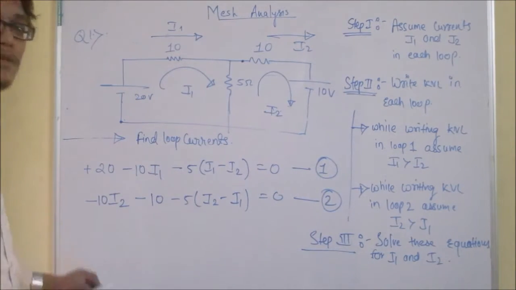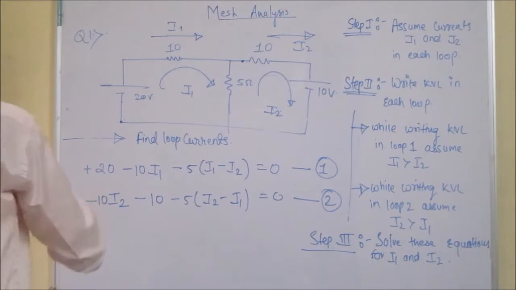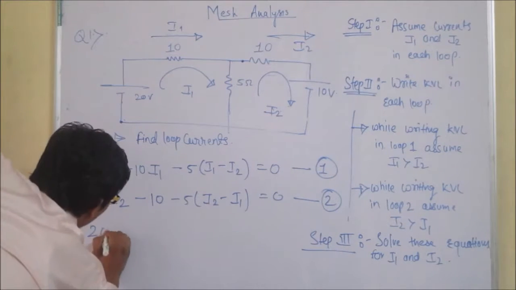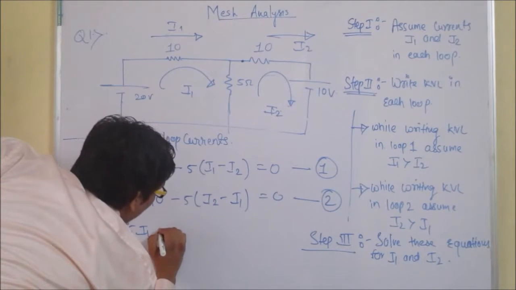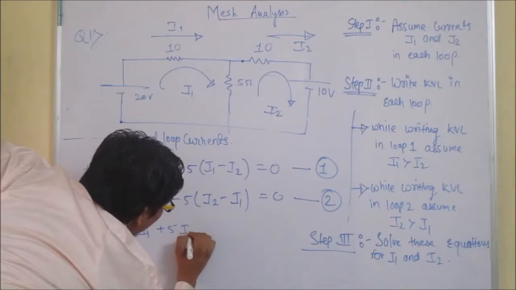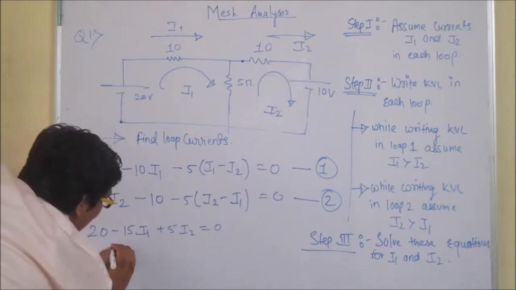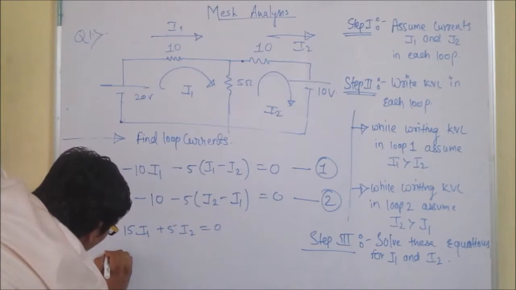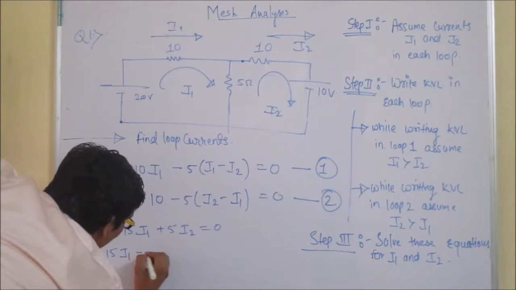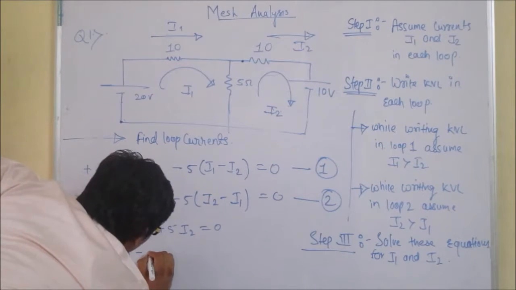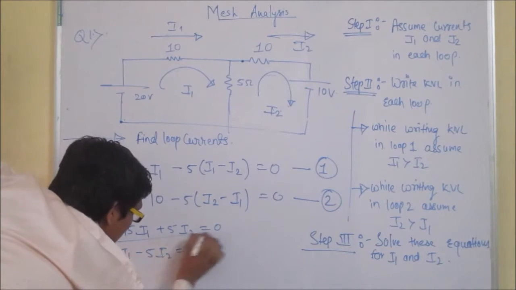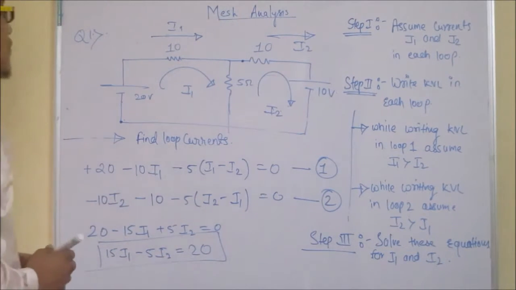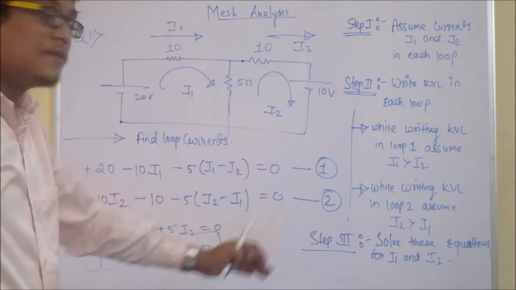Now simplifying these equations, what are we getting? 20 minus 15 I1 plus 5 I2 is equal to 0. That is, the equation becomes 15 I1 minus 5 I2 is equal to 20. This is my first equation. Now I will be solving the second equation. I'll just rub these steps.